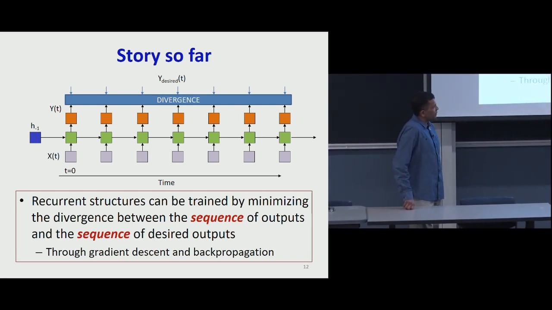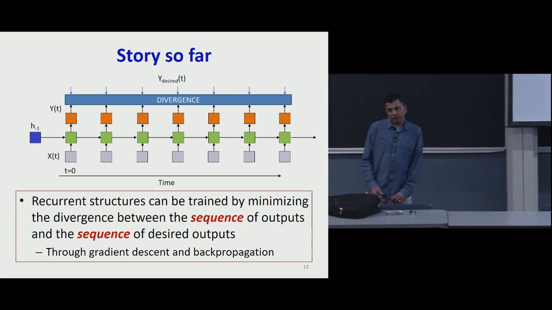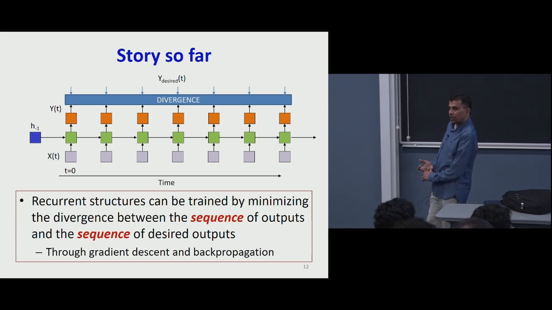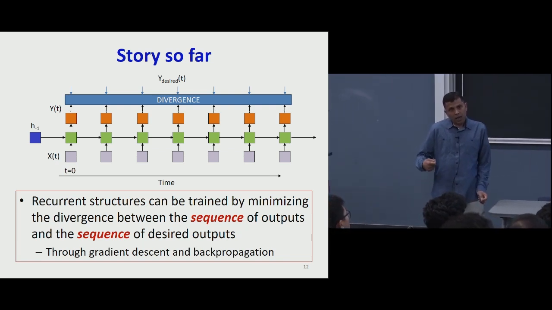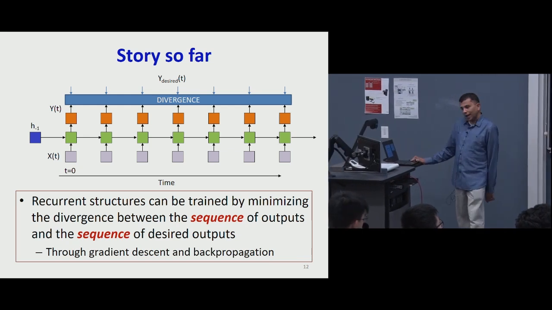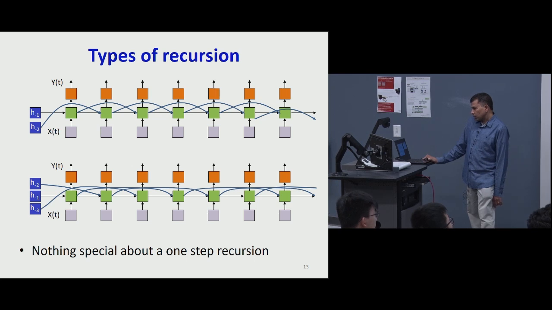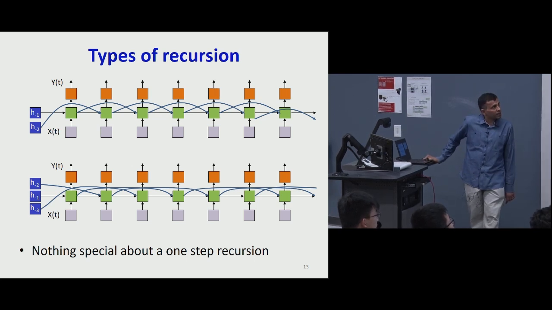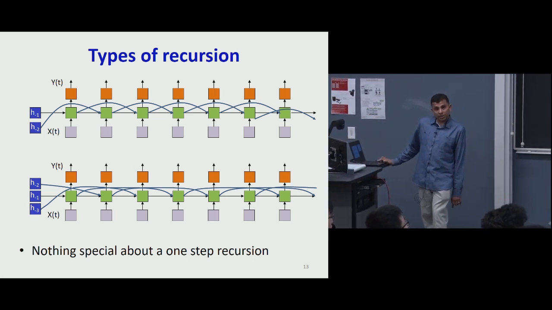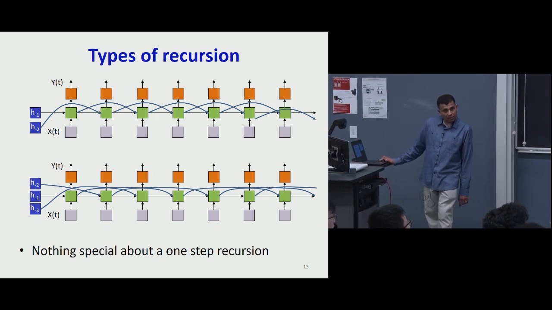divergence between the sequence of outputs and the sequence of desired outputs, right? Through gradient descent and backpropagation. And here we actually did define the divergence between the complete sequence of outputs and the complete sequence of desired outputs. We also saw that you can have different kinds of recurrence. You don't need just a single step recurrence. You can have multi-step recurrence, like in the first case, you're recurring over 2-time instance, or in the figure below, the recurrence is over 3-time instance.